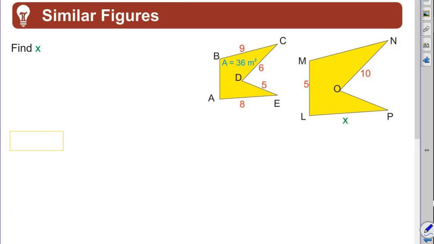Okay, this is the quick review, similar figures. Remember, the symbol for similar figures is the tilde. We have a five-sided pentagon ABCDE that is similar to pentagon LMNOP. So they're similar.